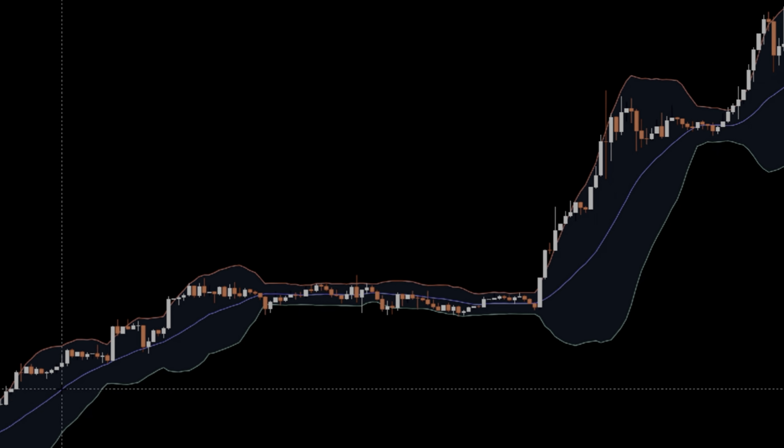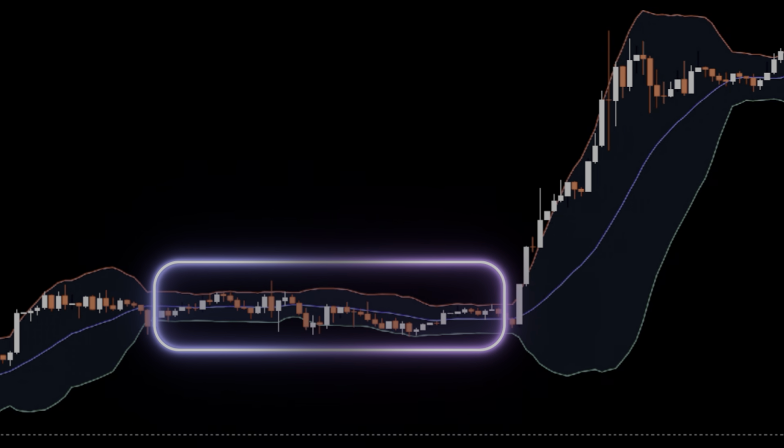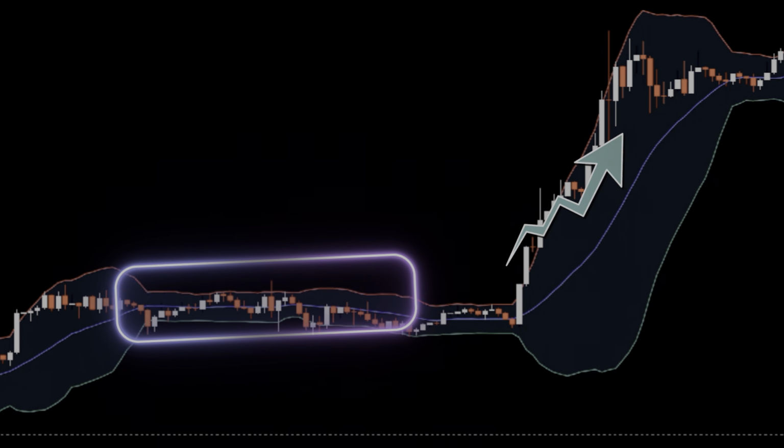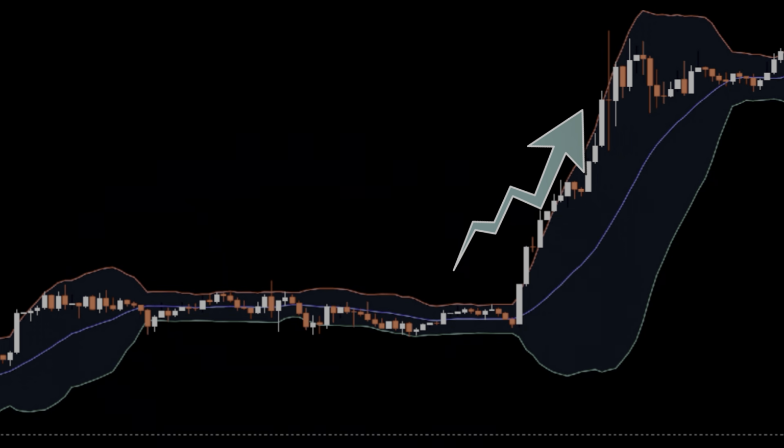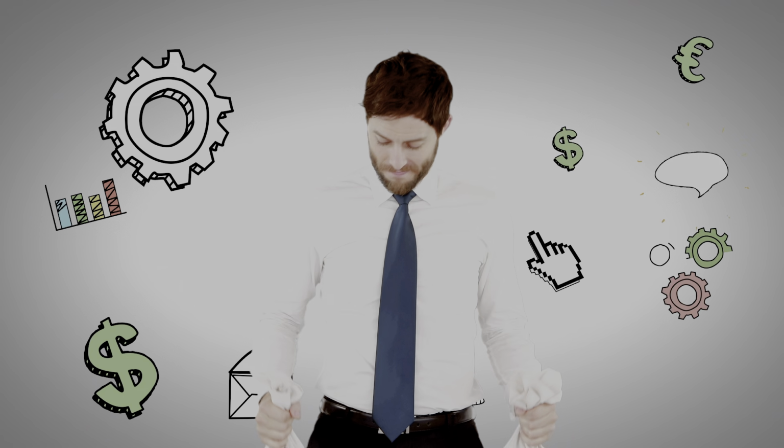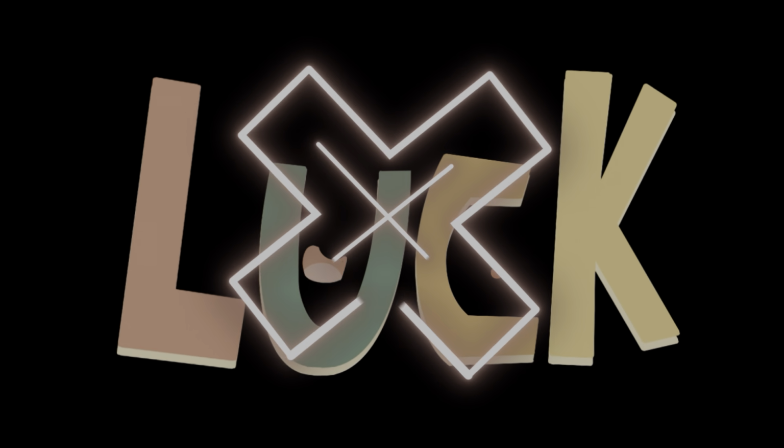Look at this chart. See this brutal squeeze in the indicator? This was your signal, firing off right before this monster breakout to the upside. This one setup gives you a high probability entry point, letting you jump in before the explosive move happens. And this isn't some lucky fluke.